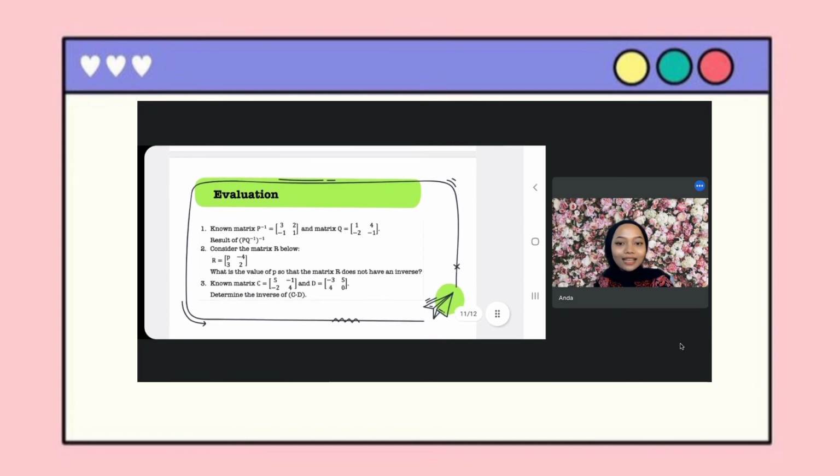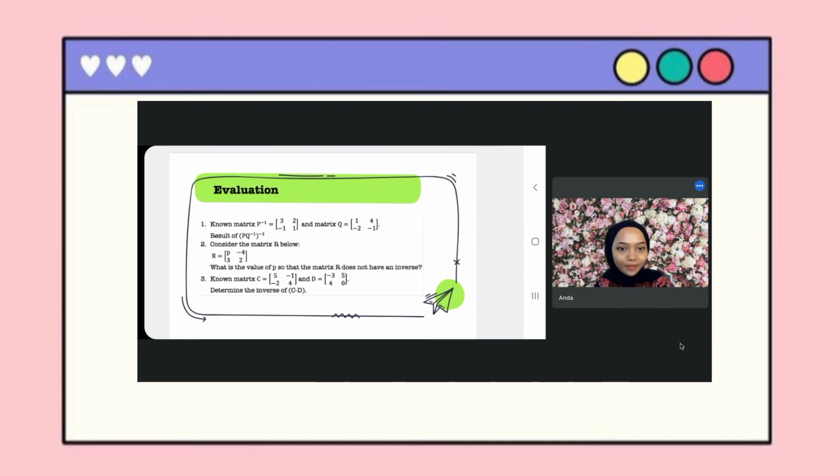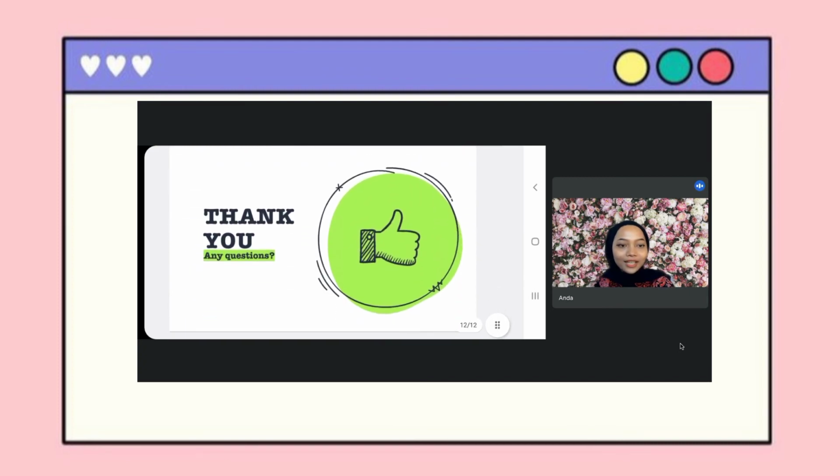Okay, and the last, before we end this class, you have an assignment for the next meeting. Do it individually in your notebook. And this is for our evaluation next week. Okay, do it individually and write it in your notebook, and then it will be our evaluation in the next meeting. Okay, thank you guys, thank you class. You are so active today and I really appreciate it.